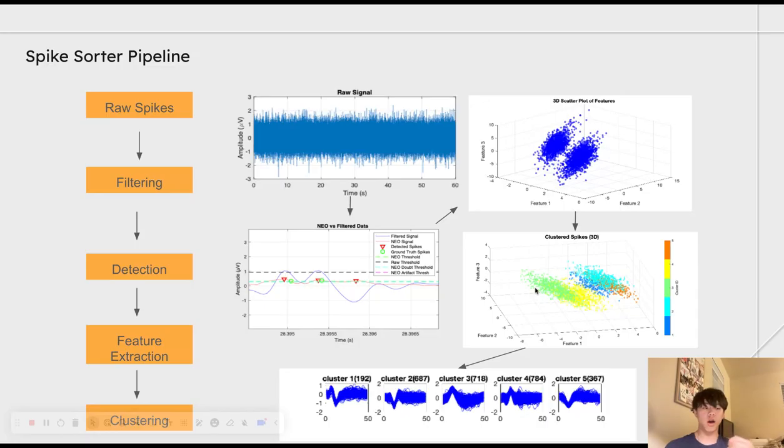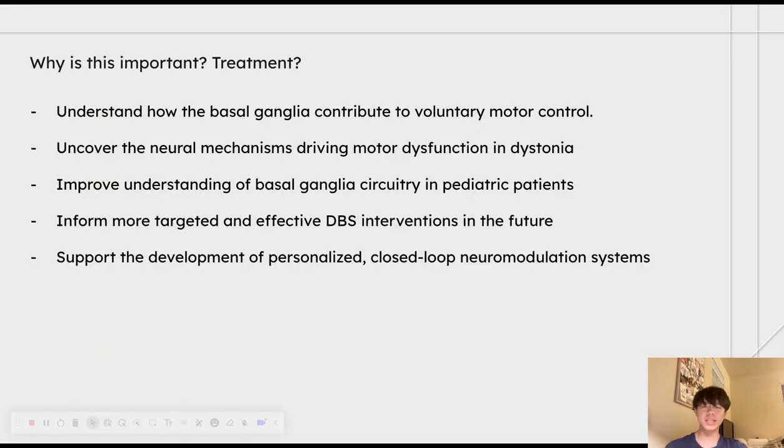Doing so, our refined spike sorting approach is able to reliably isolate the genuine spiking activities from neuronal signals in the complex SEEG data. But why is any of this important? How does this affect treatment?